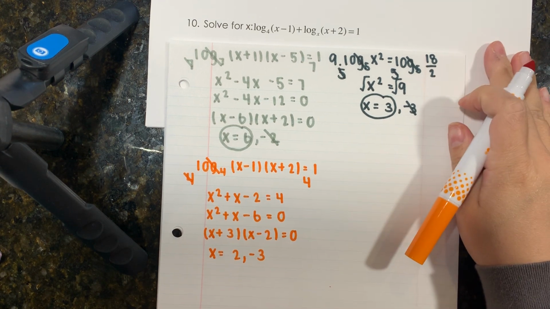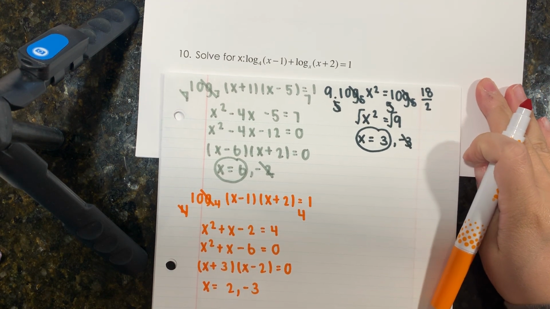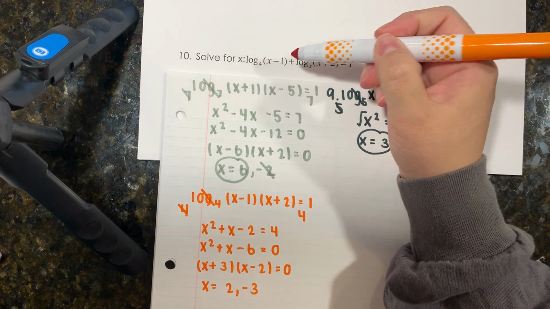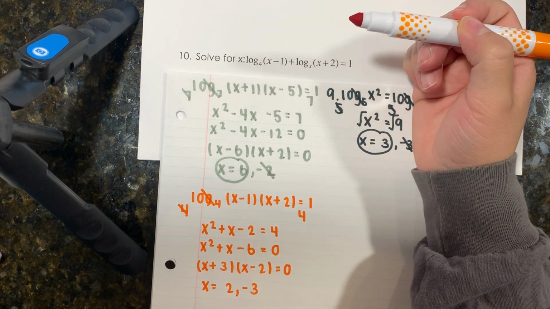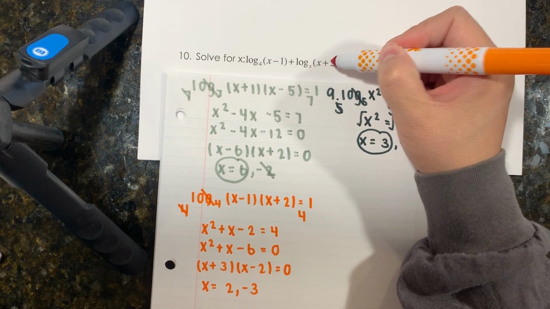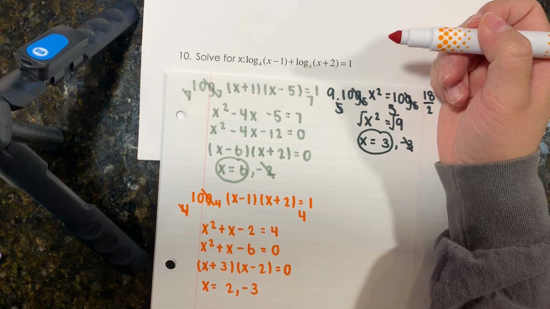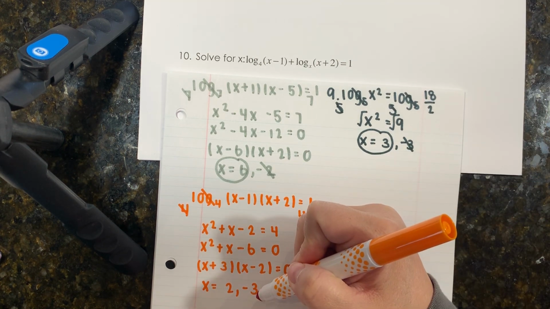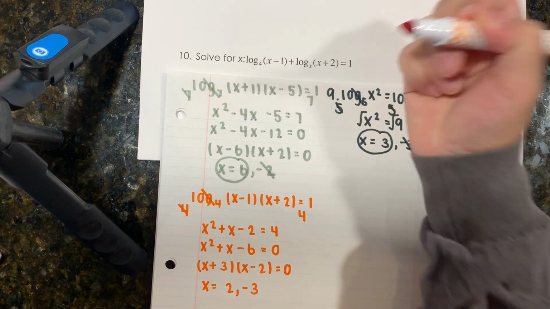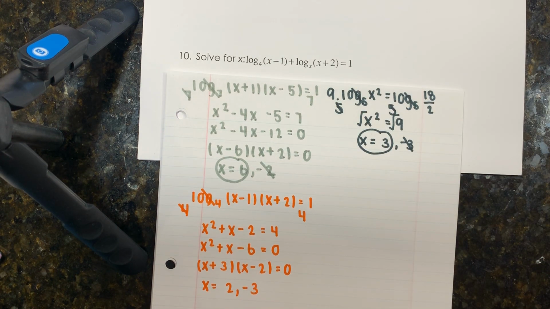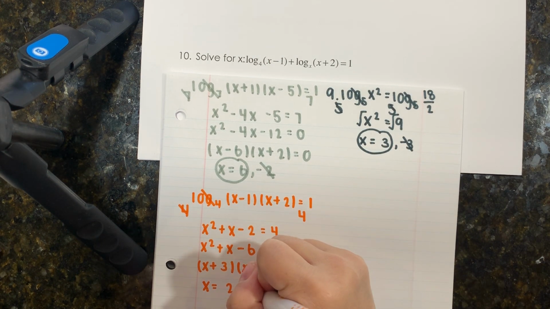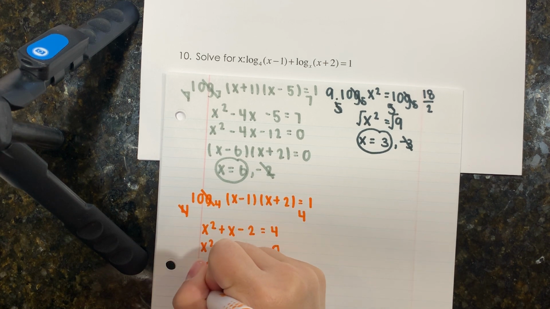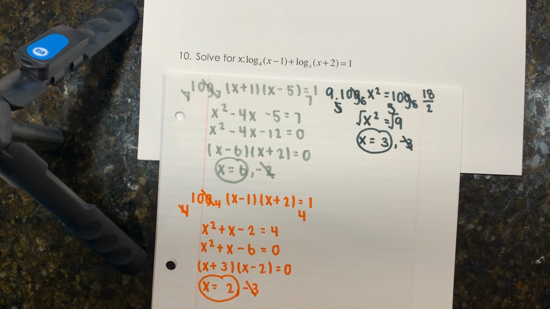But now what I need to do is go back to my beginning. If I plug in 2, 2 minus 1 gives me 1, so that works. 2 plus 2 gives me 4, so that also works. But then if I look at the -3, -3 minus 1 would be -4. And again, you cannot take the logarithm of a negative number. So your only answer is going to be that x is equal to 2.